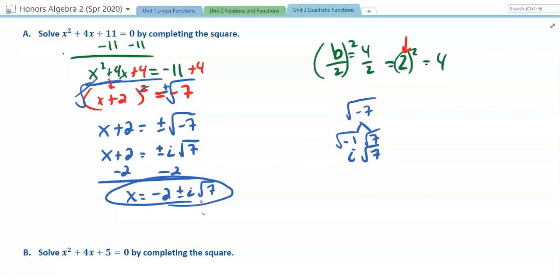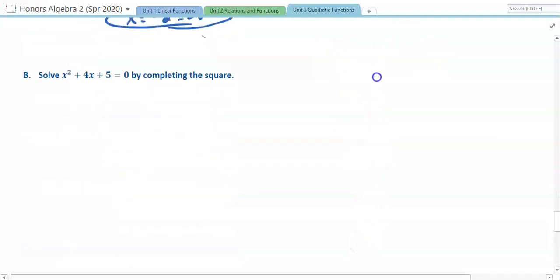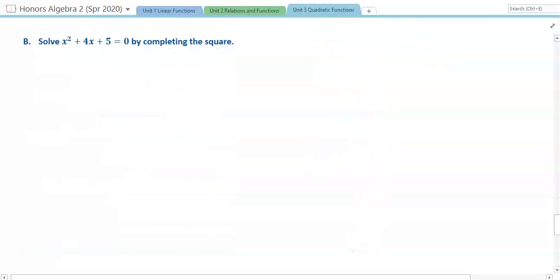And so again, I want you to pause real quick. Take a chance to do b here, x squared plus 4x plus 5 is equal to 0. Solve this one out. All right, and so we're looking here at x squared plus 4x plus 5. So minus the 5 from both sides.